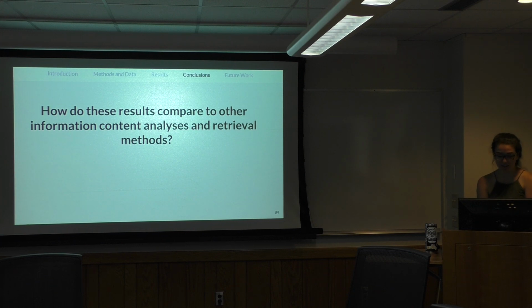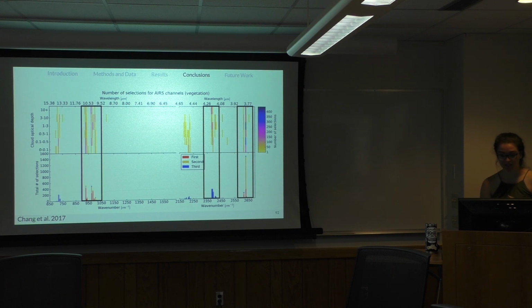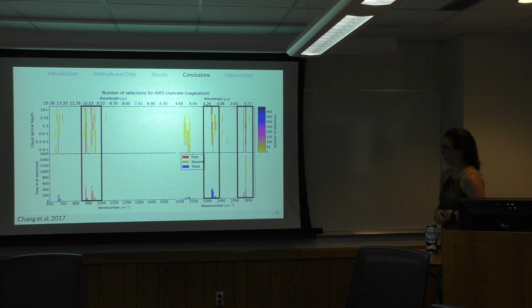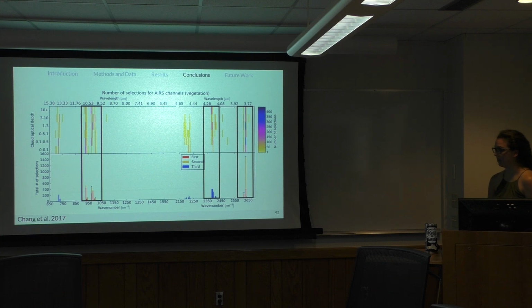So how do these results compare to other information content analyses and retrieval methods? The one study we're going to focus on is Kaiwei's study. He used the same methods and looked at single layer ice clouds, but looked at them in the tropics instead. These circled regions are regions where we found that our single layer channel selections overlapped with Kaiwei's study of tropical ice clouds. However, these three regions were a little bit different, mainly in that our single layer cases did not have the shorter wavelength channels selected as frequently as they were in the tropical regions.